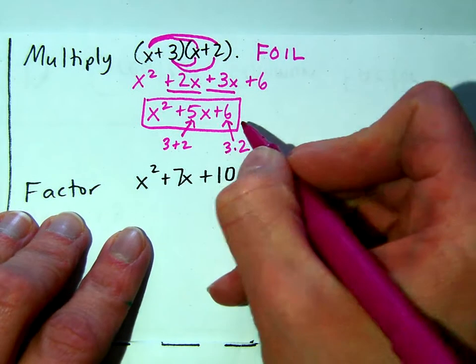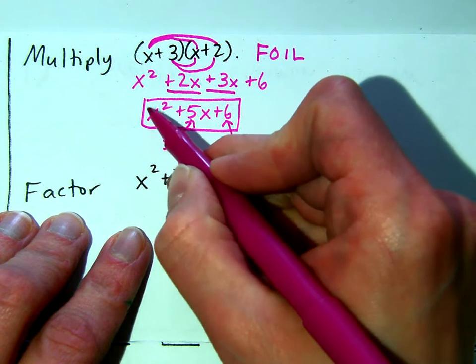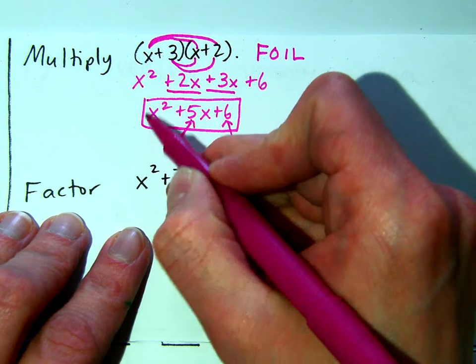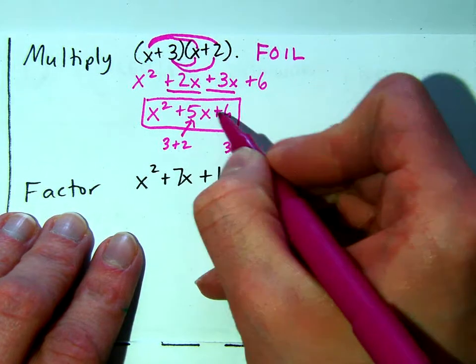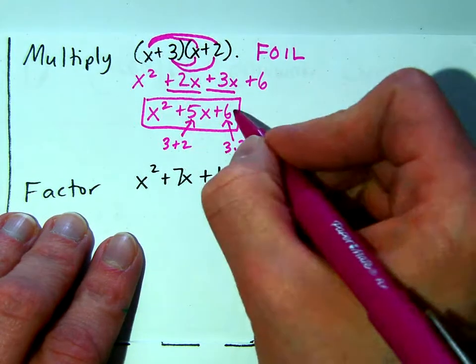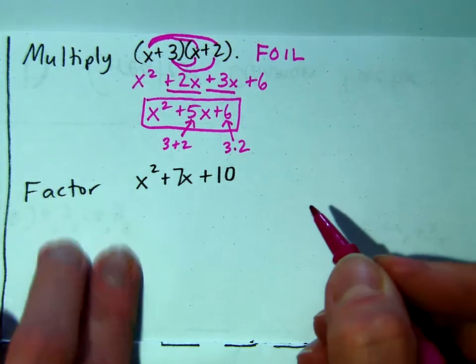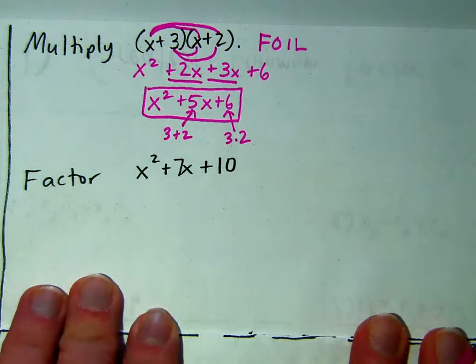So this is a unique case when you don't have a coefficient in front of the x squared. It's just 1. And you also don't have any common factors, but this is just a kind of a cool way that we can use to go backwards to factor. So let's see if we can use what we just saw here to factor this next problem.